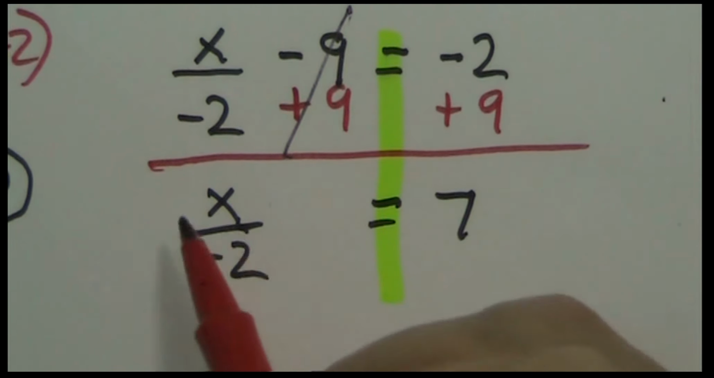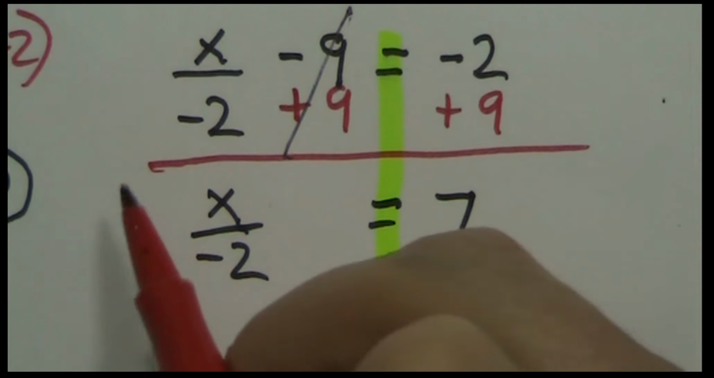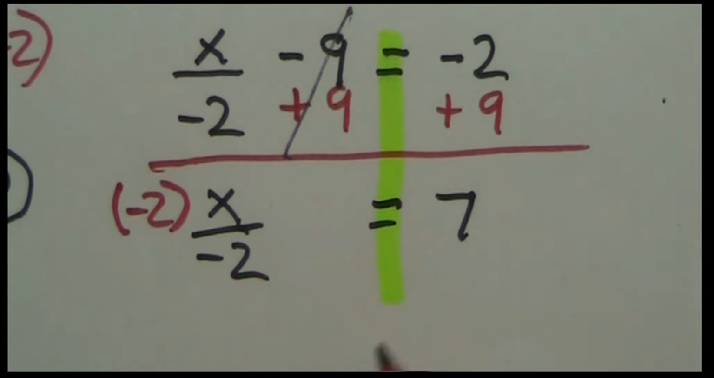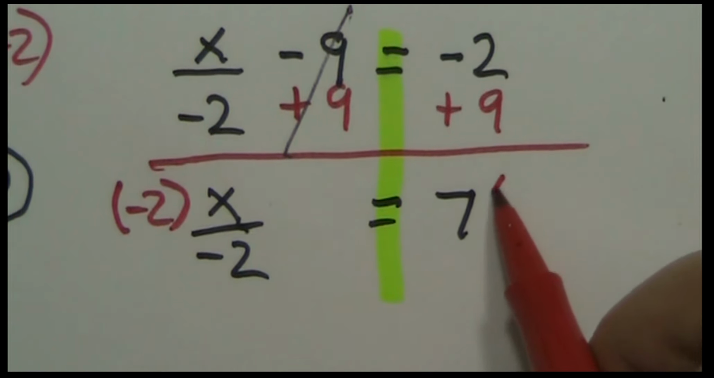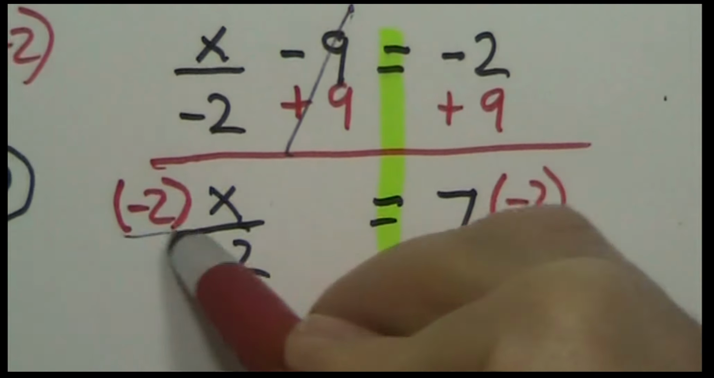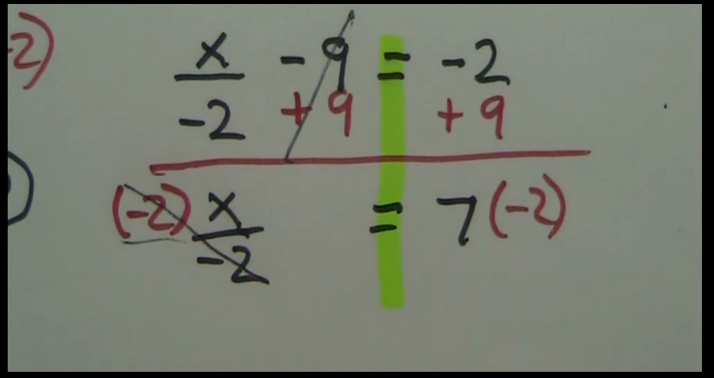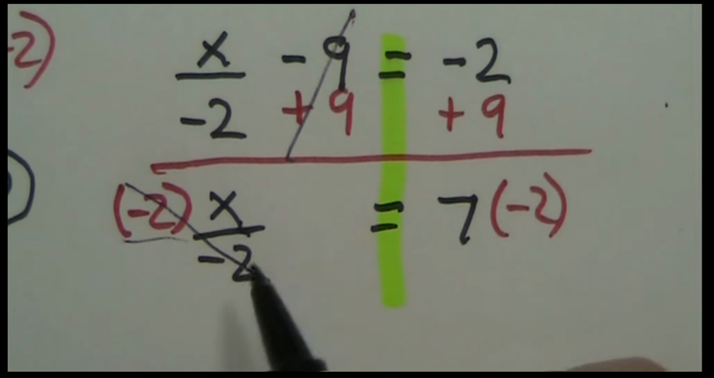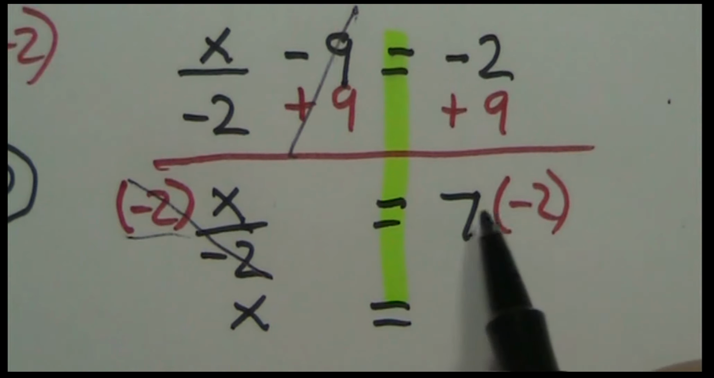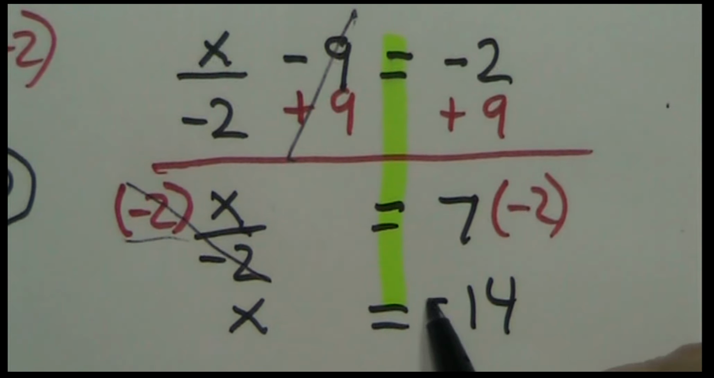Okay, now what do we have? This is dividing by -2, so I need the opposite of divide. I will multiply. Same number though, -2. And see how this is like it's on top? It reduces to 1, and you just have x, 1x. And on the right side, 7 times 2 is 14, and there's one negative.